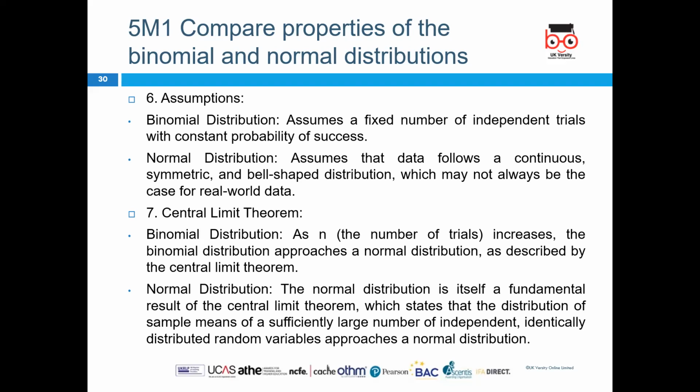Then you have the central limit theorem. Regarding the properties of the distributions, as the number of trials increases, the binomial distribution approaches the normal distribution. Whereas the normal distribution itself is based on the central limit theorem, which means that the tails are symmetric and the distribution of sample means of a sufficiently large number of independent and identically distributed random variables approaches a normal distribution.